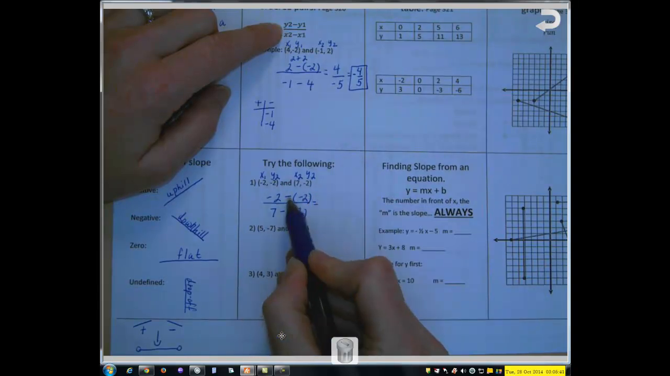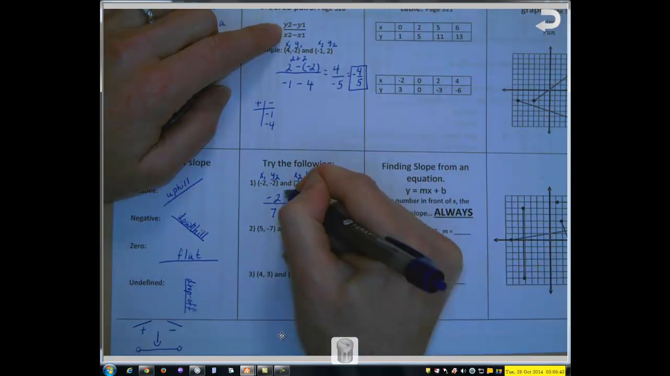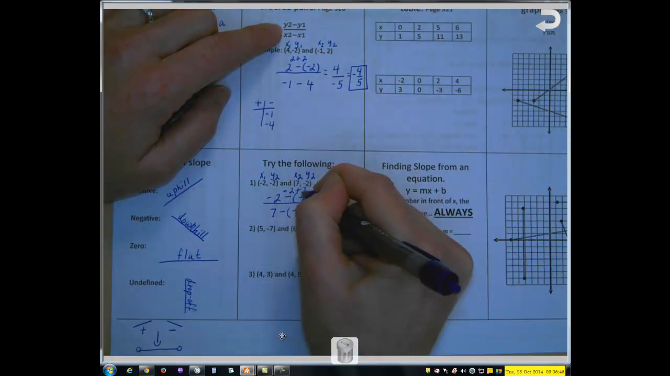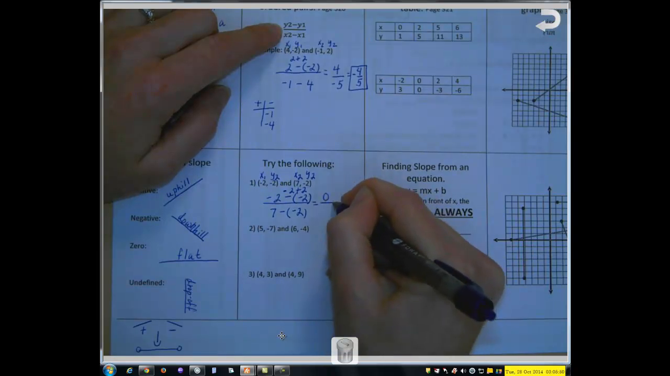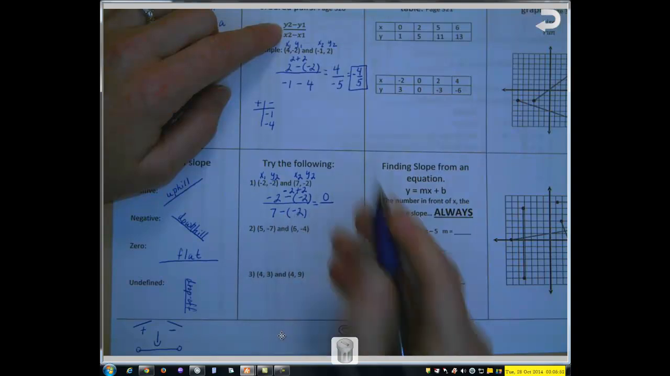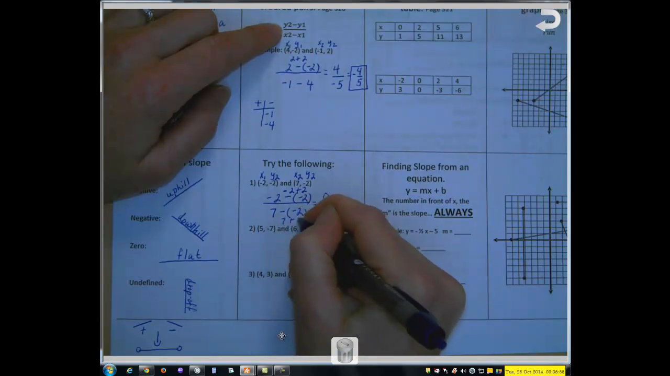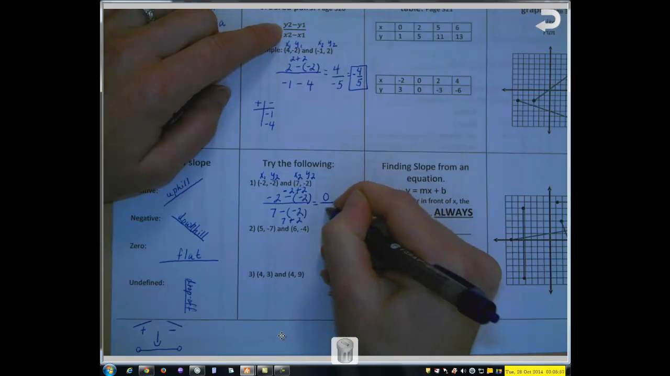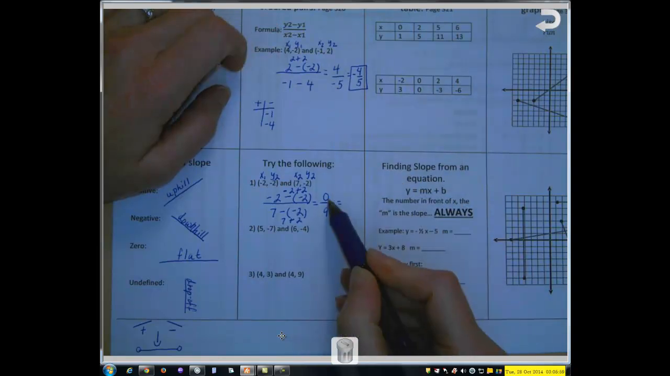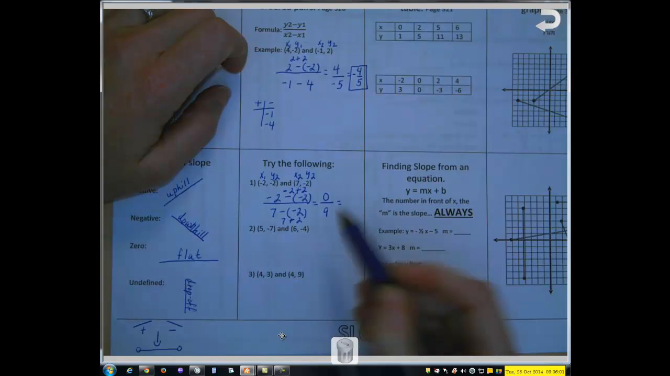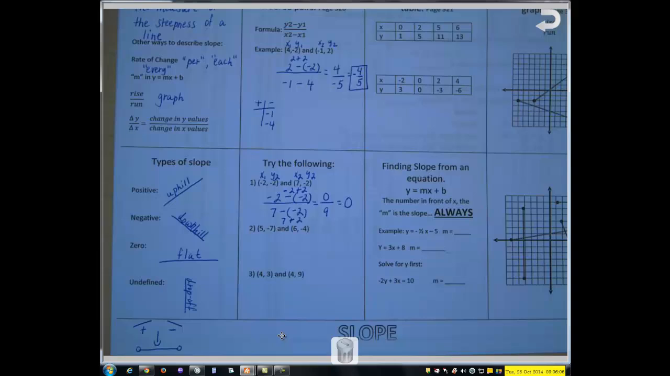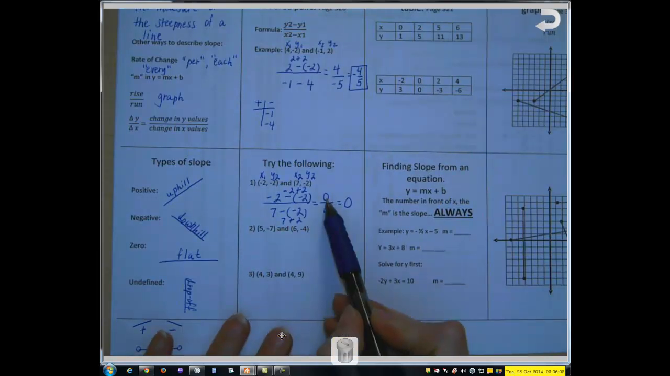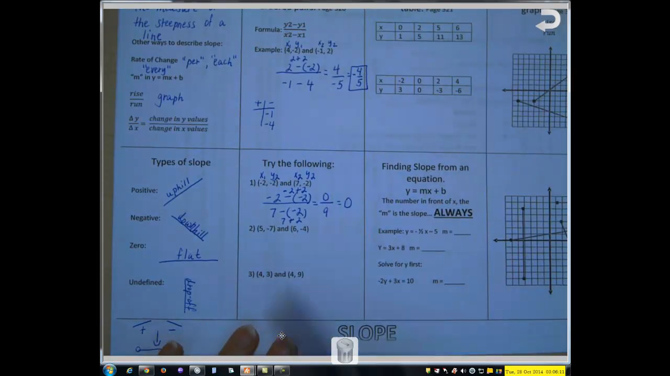So negative 2 minus a negative 2 is like saying negative 2 plus 2. Well, negative 2 plus 2 is 0. 7 minus a negative 2 is like saying 7 plus 2. So that would be 9. 0 divided by 9 is 0. So when we have a 0 on the top of the fraction, our slope is 0.